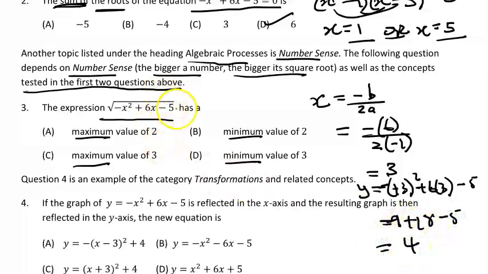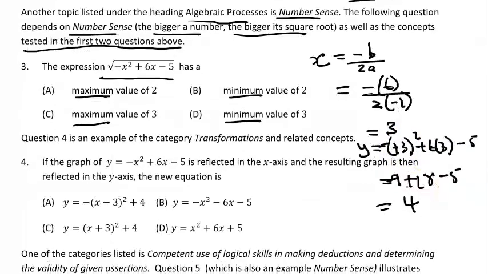Okay, so let's just substitute. Make sure, right? No calculators allowed in these examinations. So therefore, the square root of 4 will equal 2. So the answer will be a maximum value because a is negative. That's the coefficient of x squared, right? And when we found the square root of 4, that gives us 2. So maximum value of 2, that's option A.